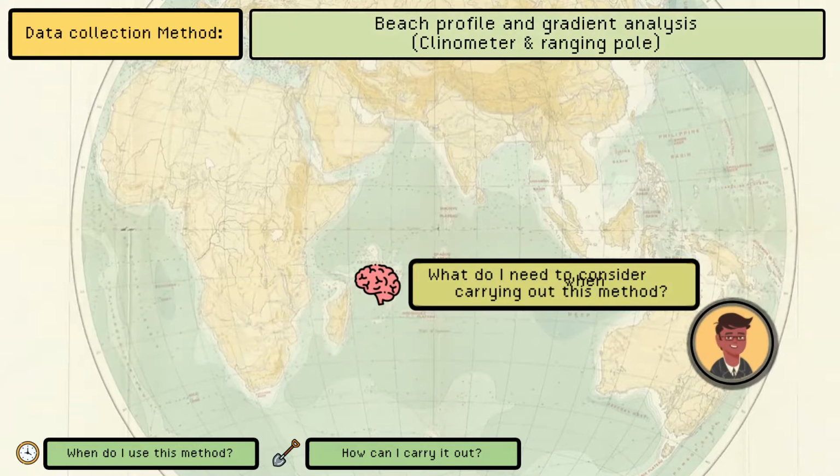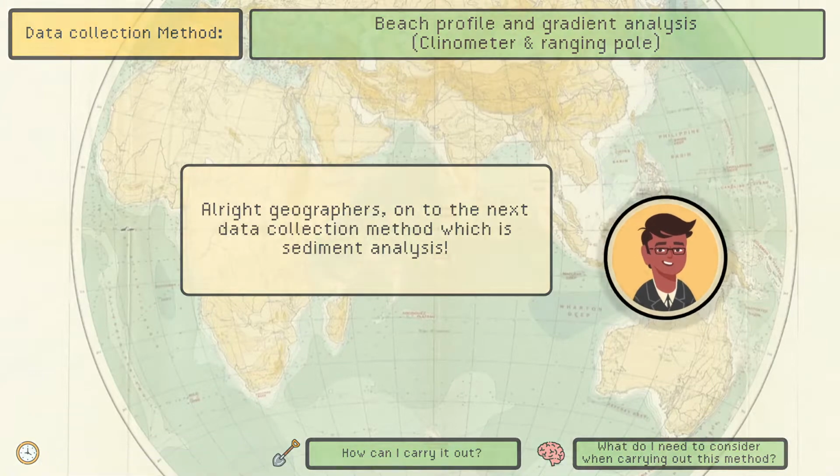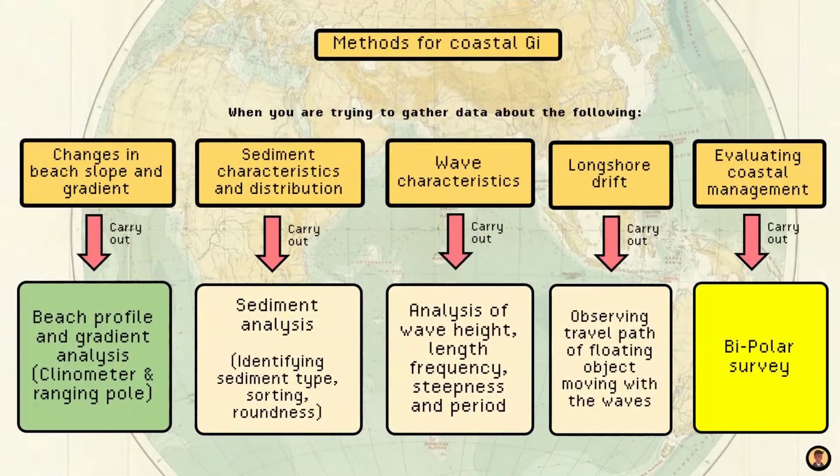Alright, so we are done with this section on beach profile and gradient analysis using the clinometer and ranging pole. The next method that we'll be going through is sediment analysis. Remember, do not be shy to just rewatch this video. Make sure you understand everything before you move on. Remember, our goal here is to understand and not to simply memorize the different methods.